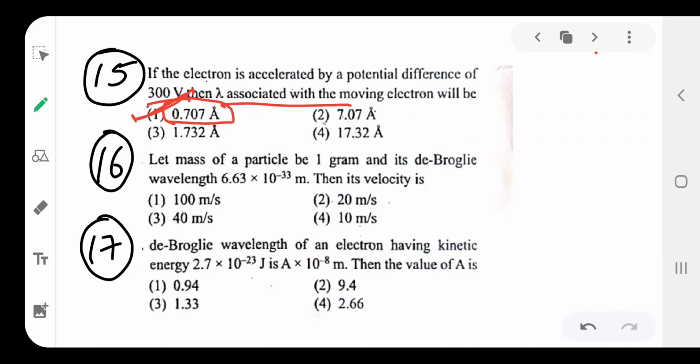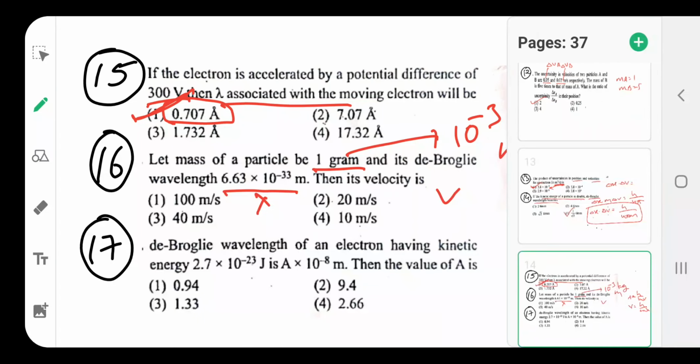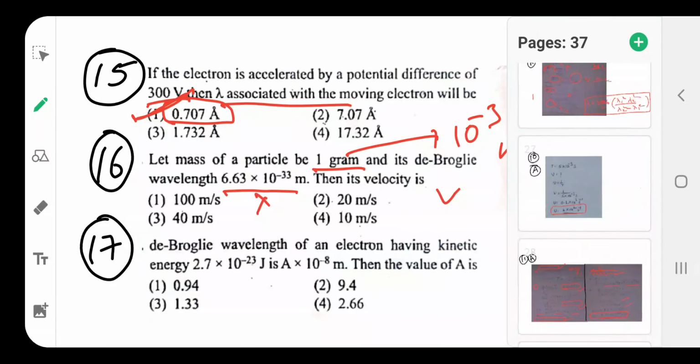Let the mass of the particle be 1 gram. 1 gram is changed to kilogram: 1 gram equals 10 power minus 3 kilogram. The de Broglie wavelength lambda value is given, and the mass is given. You have to find the velocity. That means lambda is equal to h by mv, then v is equal to h by m lambda. Okay, then what do we get? Question number 16.